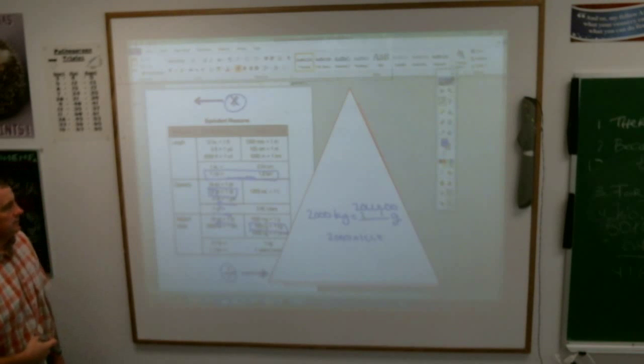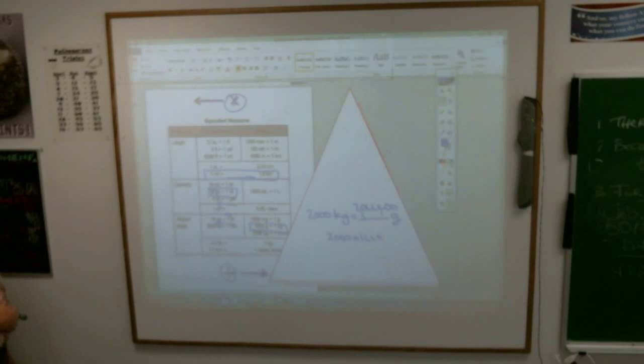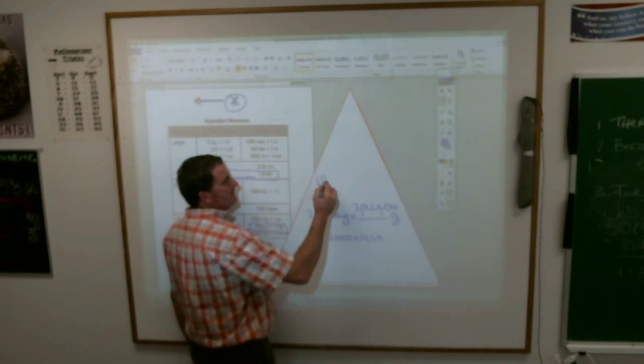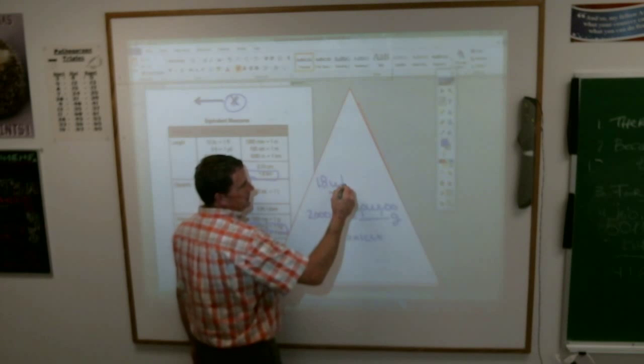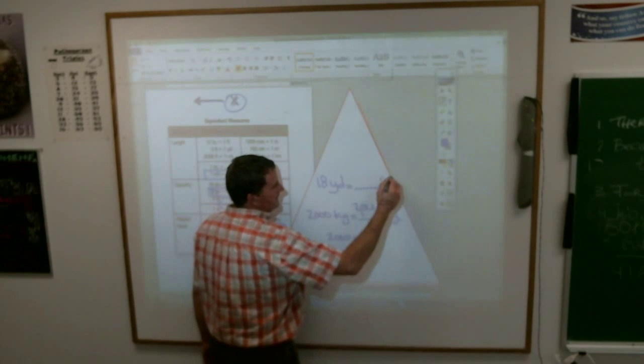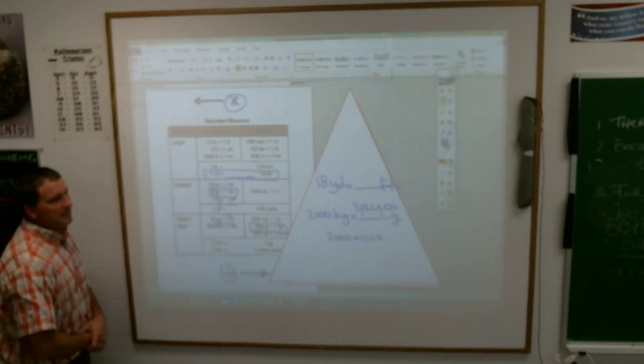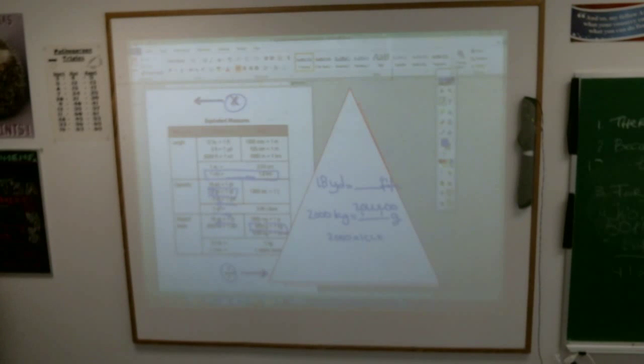Let me give you another one. How about 18 yards equals how many feet?